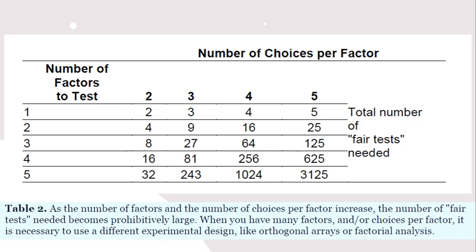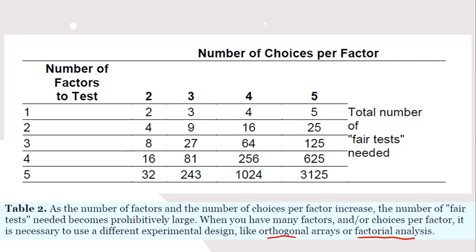prohibitively large. And when you have many factors and many choices per factor, it is necessary to use a different experimental design. These are called orthogonal arrays and factorial analysis, which is beyond our subject for me to discuss to you.